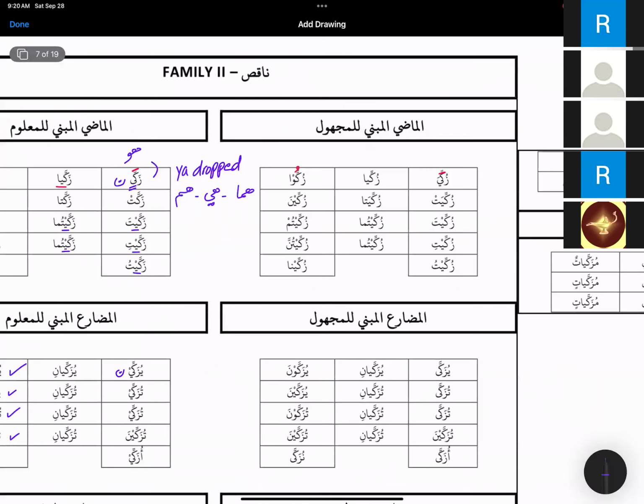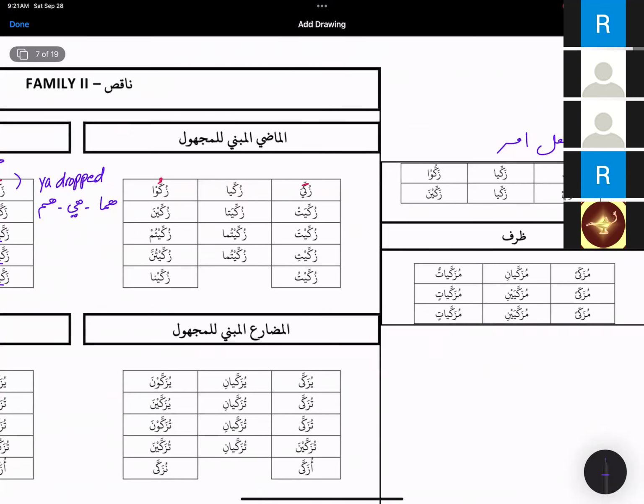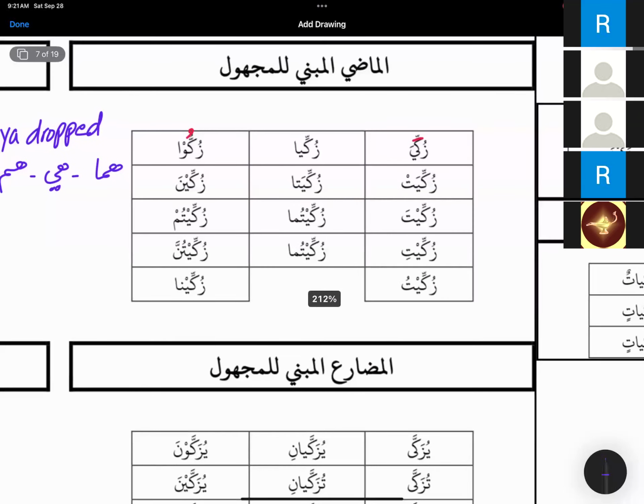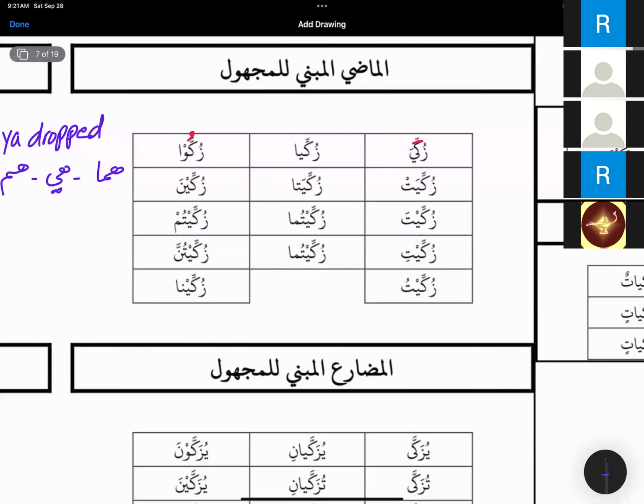Okay, then comes Majhul. Madi Majhul would be Zukiya, right? And Huma would be Zukiya with alif. And then Zukiyat, Zukiyata, Zukkina. Zukkaita, Zukkaituma. After that, it's just adding ta, tuma, tum, right? So Zukkaita, Zukkaituma, Zukkaitum, Zukkaiti, Zukkaituma, Zukkaitunna, Zukkaitu, and Zukkaina.